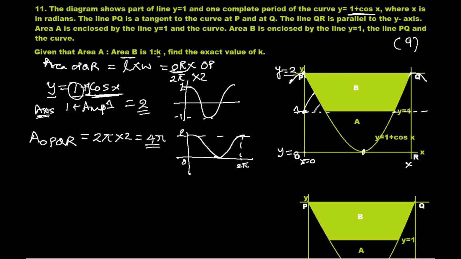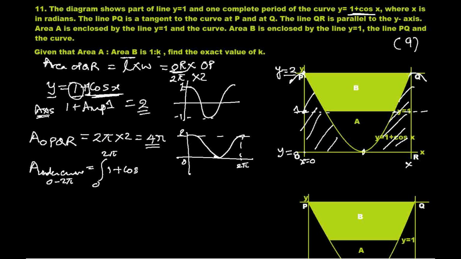Now I have to subtract this area. And luckily, this area is under the curve between the x-axis and the curve, so we don't have to do much, just integrate. So area under the curve from 0 to 2 pi, right, will be the integration from 0 to 2 pi of 1 plus cos x dx. So integration of 1 is just x, integration of cos x is positive sin x, plus c.